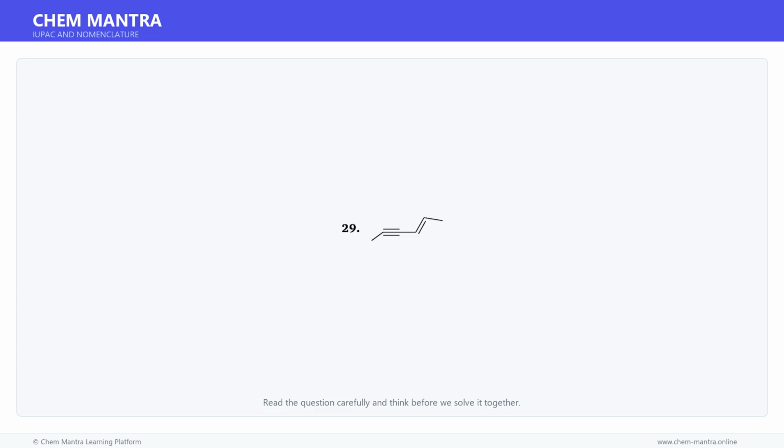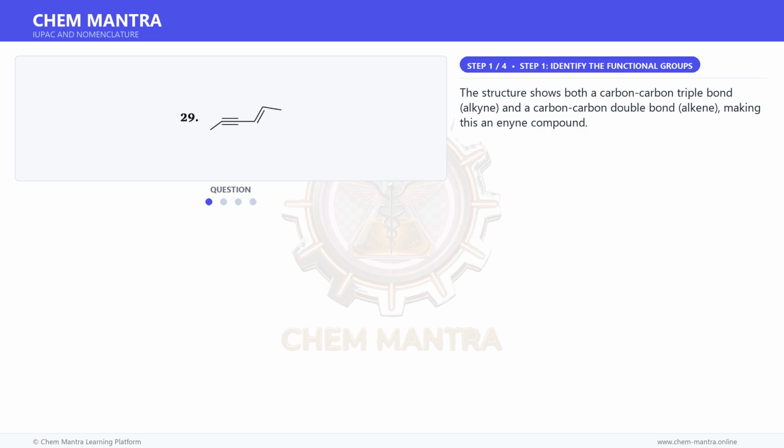Here is a question. Read it carefully and think about the answer. Let us solve it step by step. Let us begin solving this step by step. The structure shows both a carbon-carbon triple bond, alkyne, and a carbon-carbon double bond, alkene, making this an enyne compound.